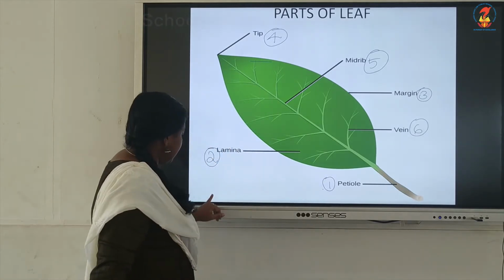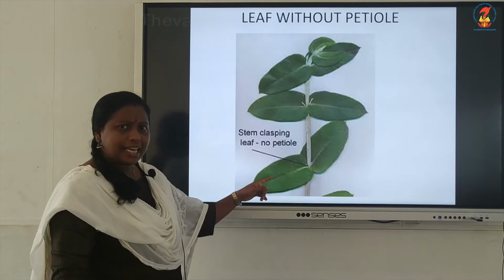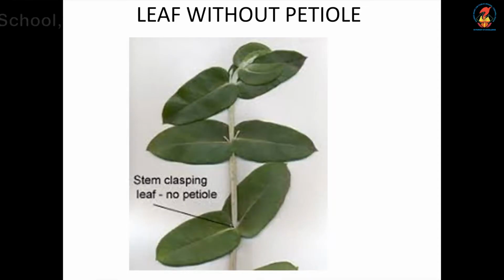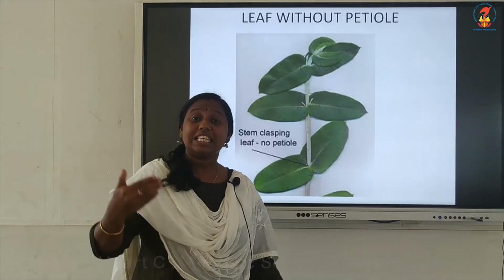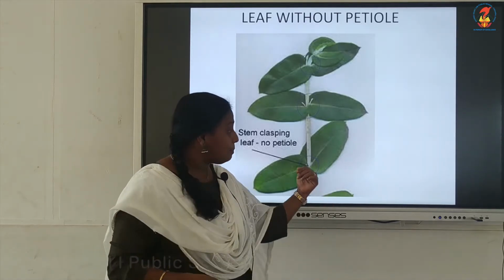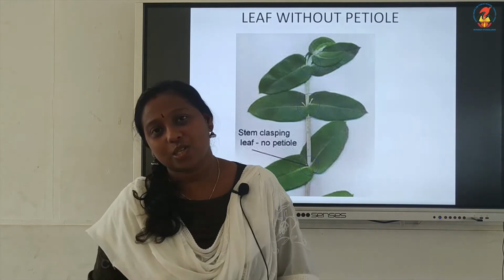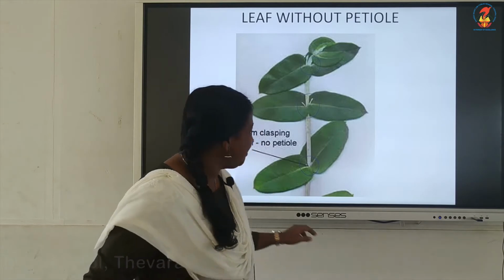Okay children. Next, see this diagram. Observe this leaf carefully. Can you see a petiole here? Is there a petiole here? There is no petiole actually. See, the leaf is directly arising from the stem, or there is no petiole at all, or the petiole is very small or minute. There are so many leaves like this which have no petiole. So don't always think that in each and every leaf there is a petiole. There are some exceptional cases like this where leaves do not have a petiole. Okay.